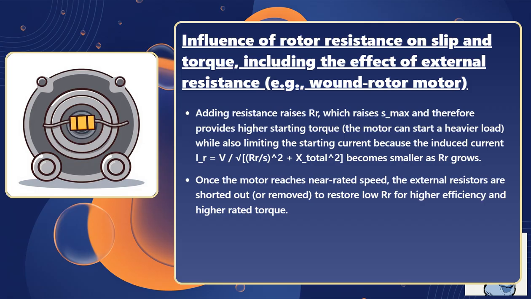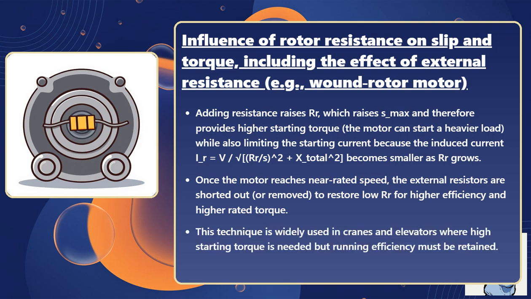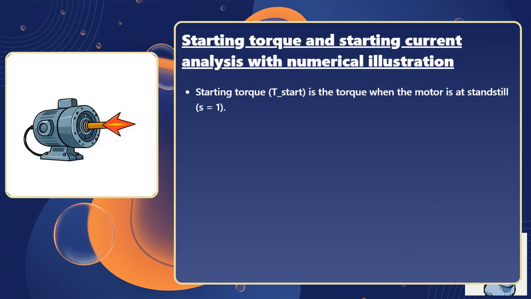which becomes smaller as RR grows. Once the motor reaches near rated speed, the external resistors are shorted out or removed to restore low RR for higher efficiency and higher rated torque. This technique is widely used in cranes and elevators where high starting torque is needed, but running efficiency must be retained. Starting torque T-start is the torque when the motor is at standstill, S equals 1.